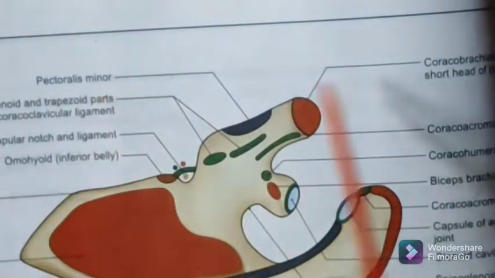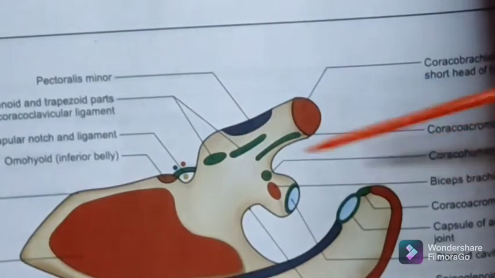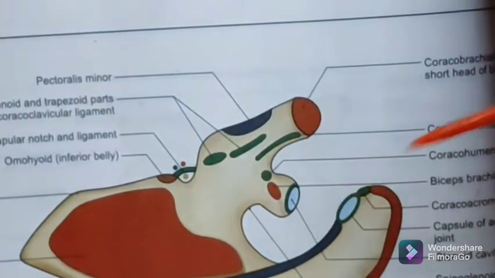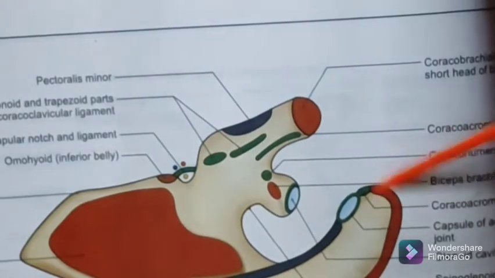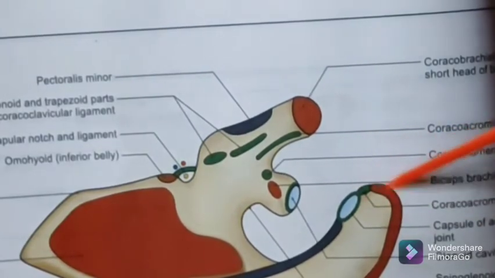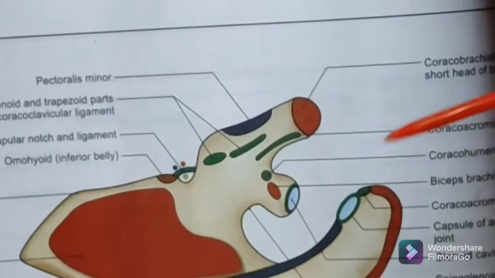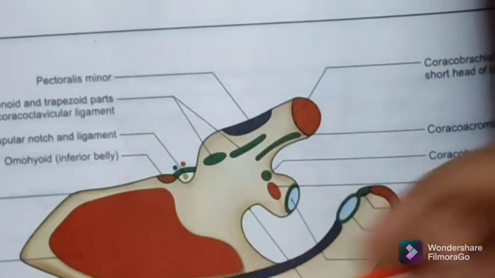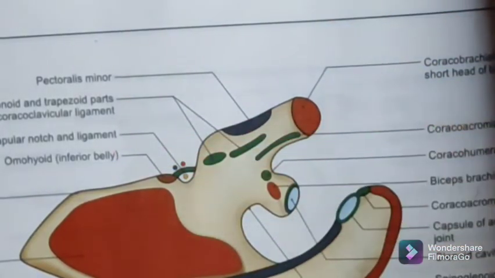Now I covered all this portion. See, this is the coracoacromial ligament. It is going to attach to the medial, superior part of the medial border in the superior portion of the acromion process. All right. Now this was about it.